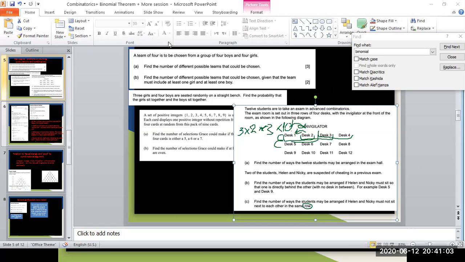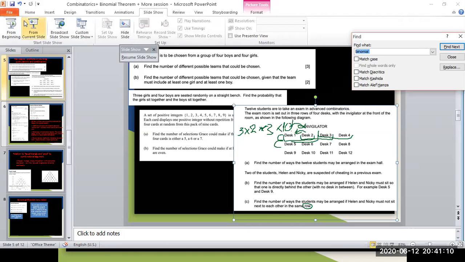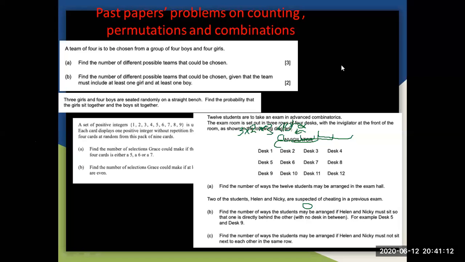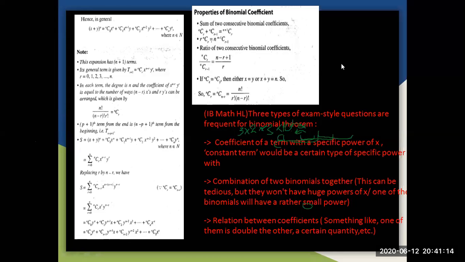Okay. And next, we finally have the binomial theorem. Is it coefficients? Yeah. Oh boy. Wait, I'll remove the present annotations.